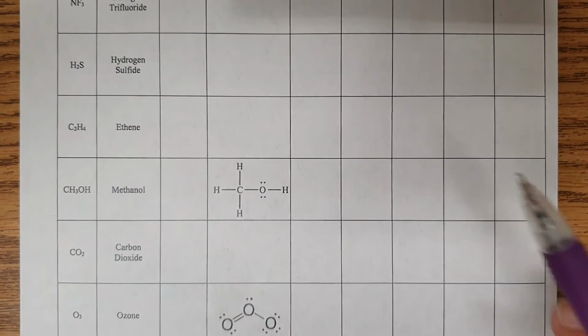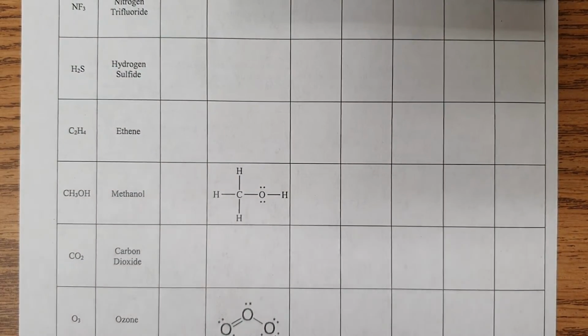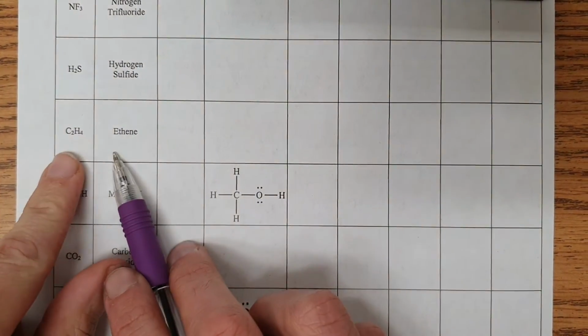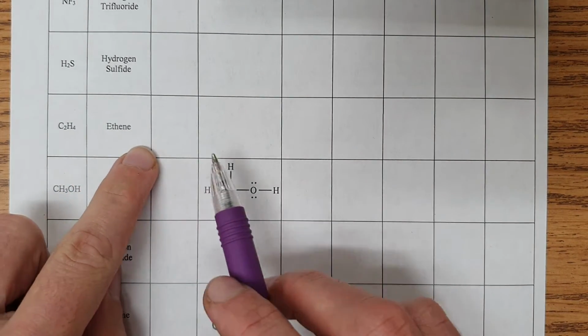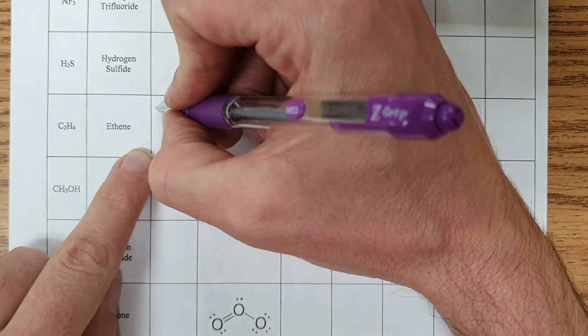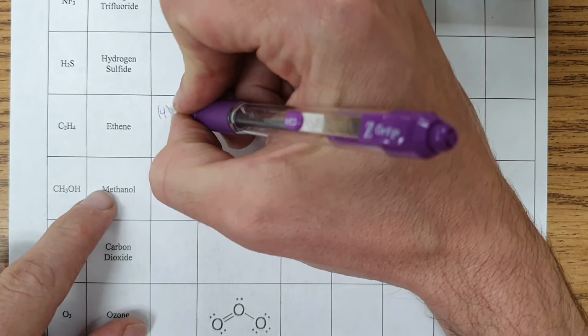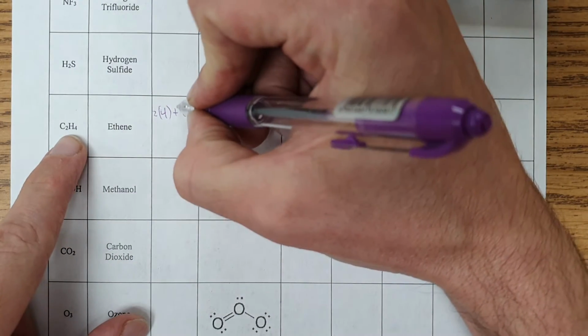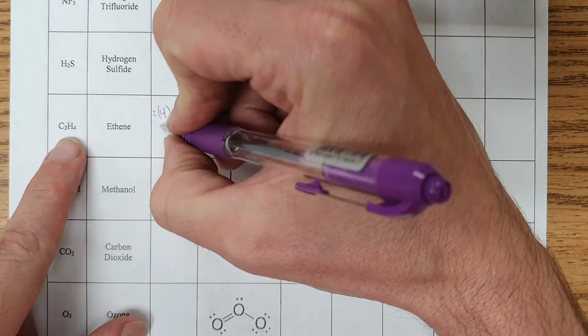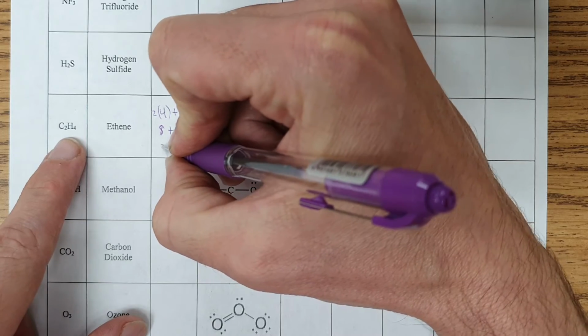Let's talk about some of these more complex ones. Ethene, C2H4. All right, let's total up the valence electrons for that one. Carbon has 4, and there's 2 of them. And then hydrogen has 1, and there's 4 of them. That means 8 plus 4 equals 12.